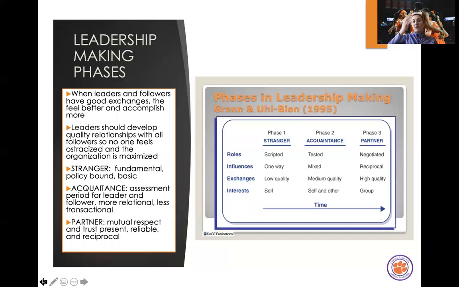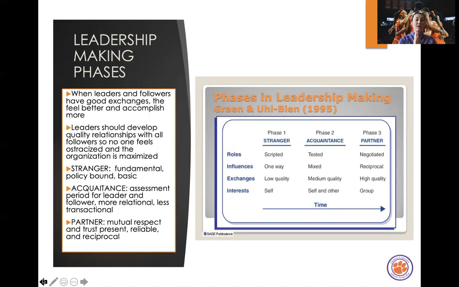So one of the things that has, I feel like, evolved with LMX is that they've discovered that the in and out group thing really isn't the best thing for an organization. Shocker, right? And so Miranda Priestley is probably not the best example of a leader if you're looking at pop culture movies. But so this idea of leadership making phases was introduced, and basically what it is saying is that when leaders and followers have good exchanges and good relationships, they have a better feel for each other, they feel better about everything, and they accomplish more for the organization.